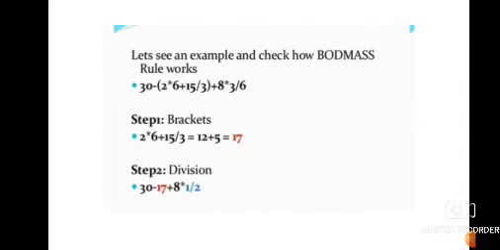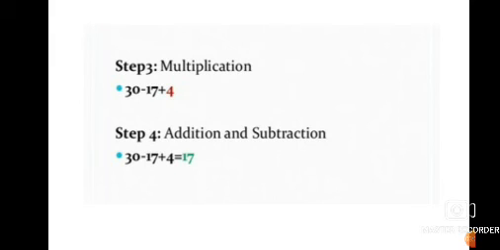A quick review. First, we're going to open up the brackets. We're going to solve the question within the bracket. That is 2 times 6 gives us 12, and 15 over 3 gives us 5. 12 plus 5 gives us 17. And then we'll perform division. 3 over 6 gives us 1 over 2, and 30 will be carried in the same way. Minus 1 over 2 multiplied by 8, and we'll get the answer 4. 30 minus 17 plus 4 gives us 17, and this is how we have to solve the questions, using BODMAS.